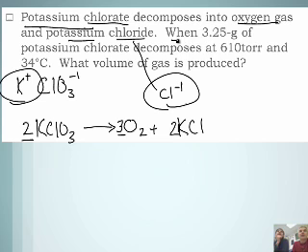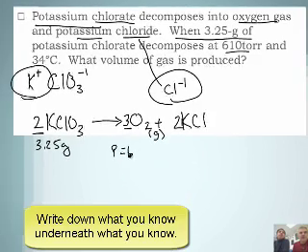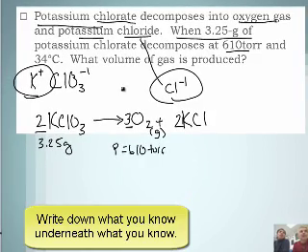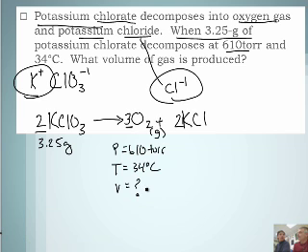So now what do we know? When we have 3.25 grams of potassium chlorate, write down what you know. It decomposes at 610 torr. Now, we're measuring the gas. The gas here is oxygen, and so this pressure is 610 torr. Temperature is 34 degrees Celsius. And it's asking what is the volume of the oxygen gas. We have almost enough to use PV equals nRT. The one thing we're missing is n, but we can get that from stoichiometry.